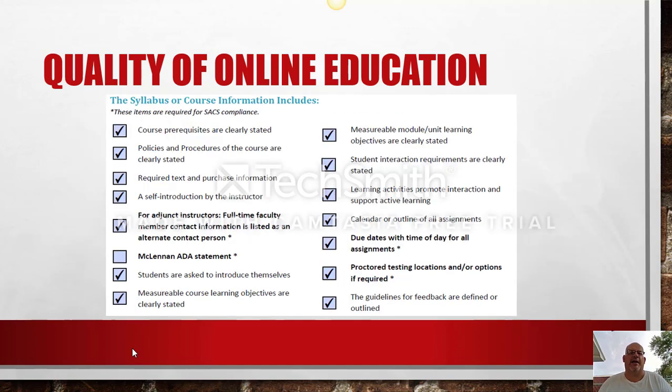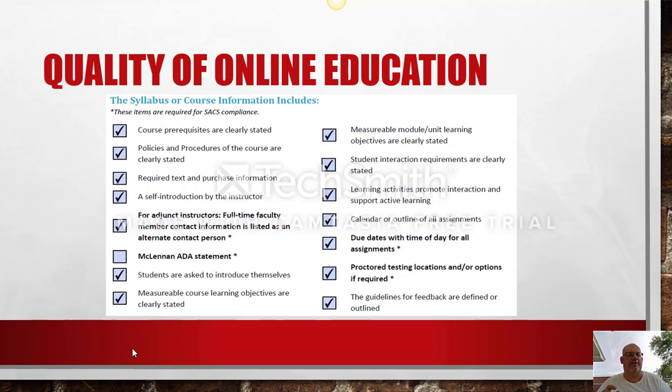Syllabus and stuff, this is actually gone over, and the dean, CTL, everybody else checks it off, to make sure that prerequisites are clearly stated, policies and procedures are in there, requirements for books like we had here, and an introduction by the instructor. If there's an adjunct instructor teaching the class, there should be some way that there's a full-time faculty or department head that the student can get in touch with if the adjunct is not available. I forgot to check it, but the MCC ADA statement, we do have an ADA statement, and that was my fault for not checking it off on this right here.